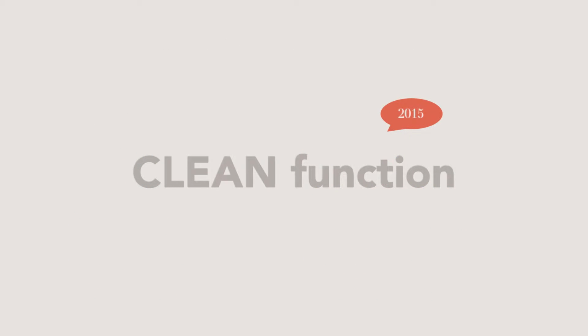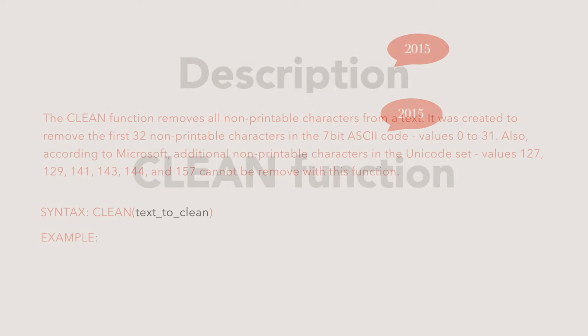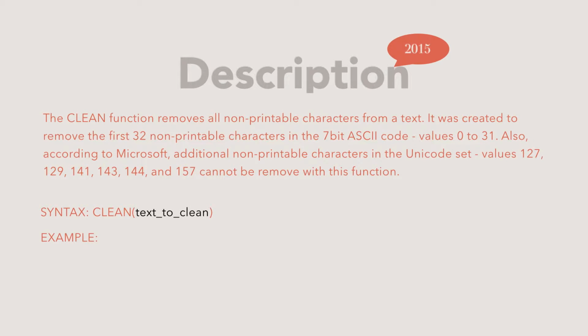The first function we're going to look at is CLEAN. The purpose of CLEAN is to remove non-printable characters. On a computer, every character is associated with a number. From 0 to 31, they are considered non-printable, and everything else is printable except for maybe 127 and other characters in the Unicode that are above or different.